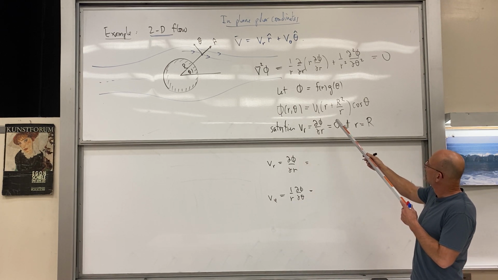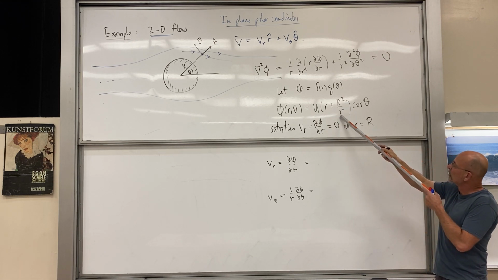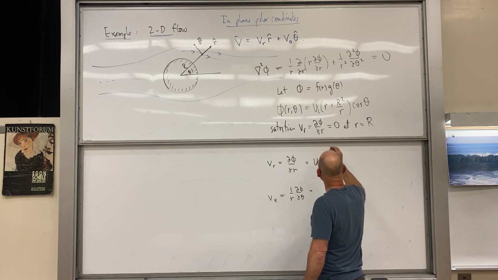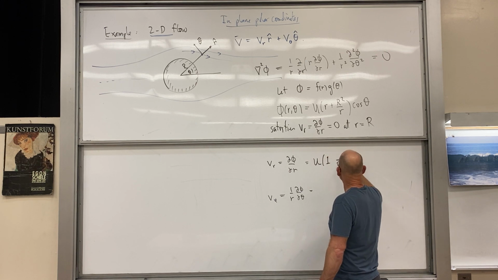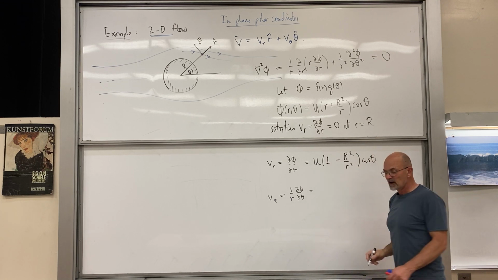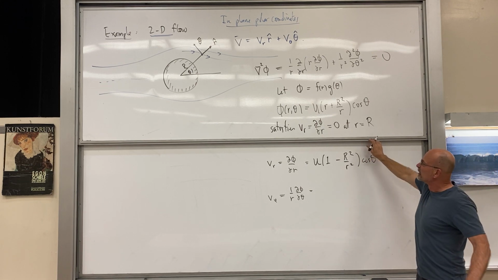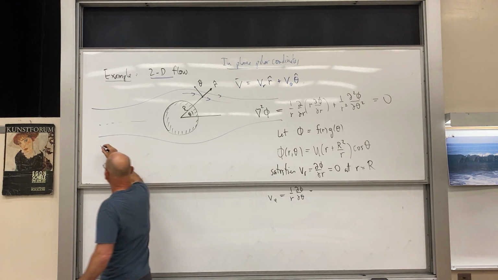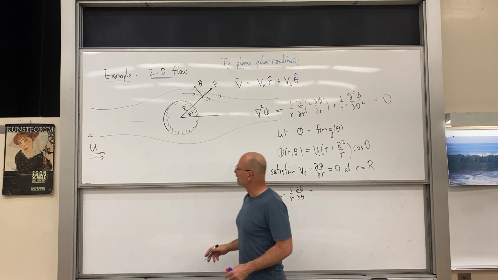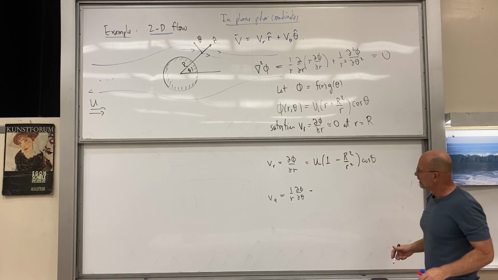d phi/dr, we're just going to have a 1 and a minus R squared over lowercase r squared. So d phi/dr is equal to u times 1 minus R squared over r squared, times cosine theta. I should say this speed u here is the speed out at infinity. So these streamlines way out here, that's the speed out at infinity, at minus infinity and plus infinity.